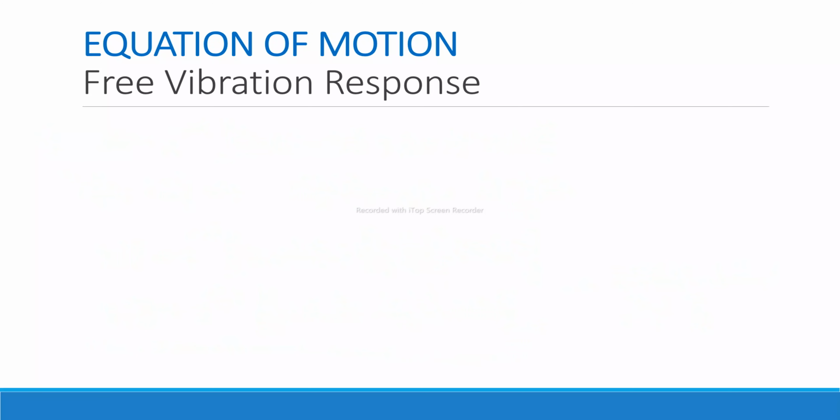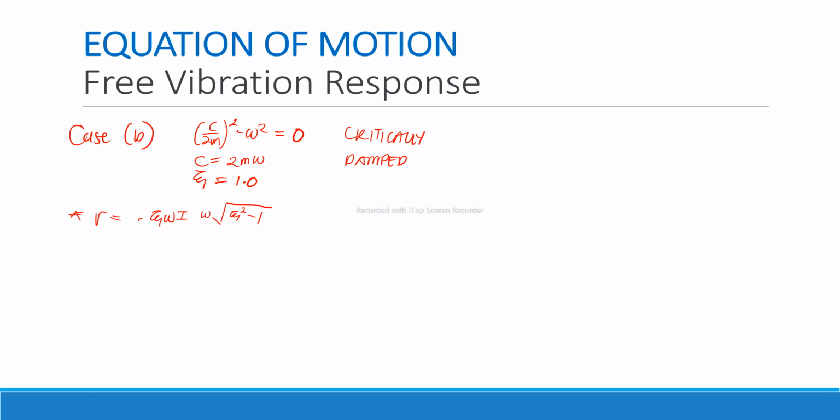Now, how about the other cases? So, we have our case B. For case B, our discriminant is equal to 0, or our damping coefficient C is equal to the critical damping 2m omega, or our psi is equal to 1.0. In this condition, we call this the critically damped free vibration response.